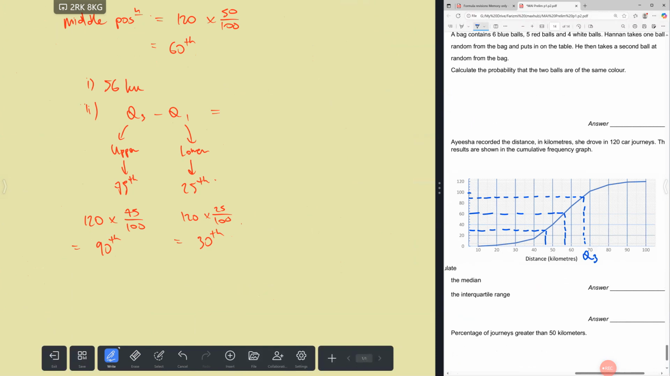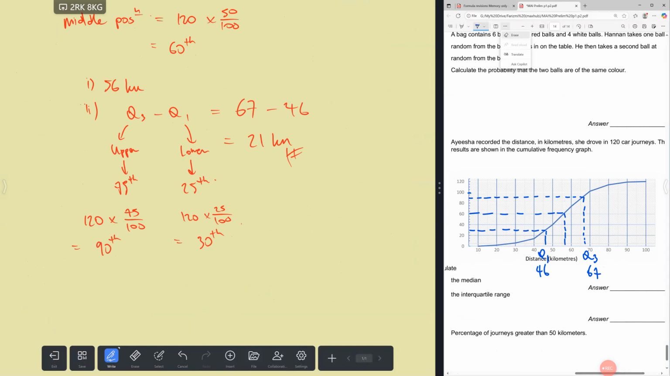So we take Q3 to be 67 and Q1 to be 46. So you can take 67 minus 46. 67 kilometers minus 46 kilometers. And this will give you 21 kilometers.